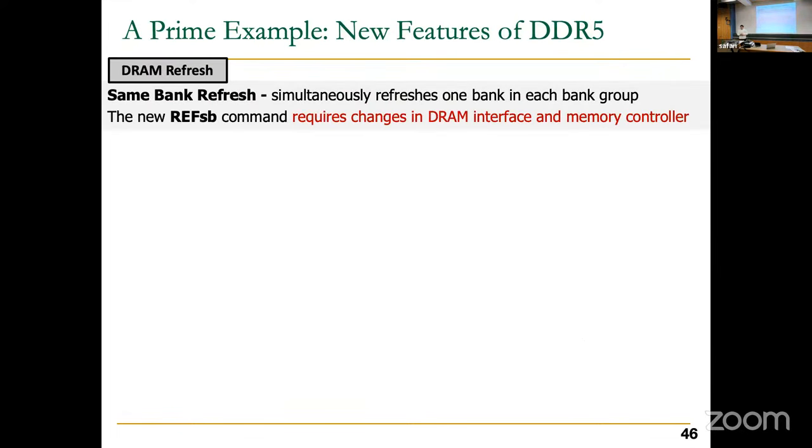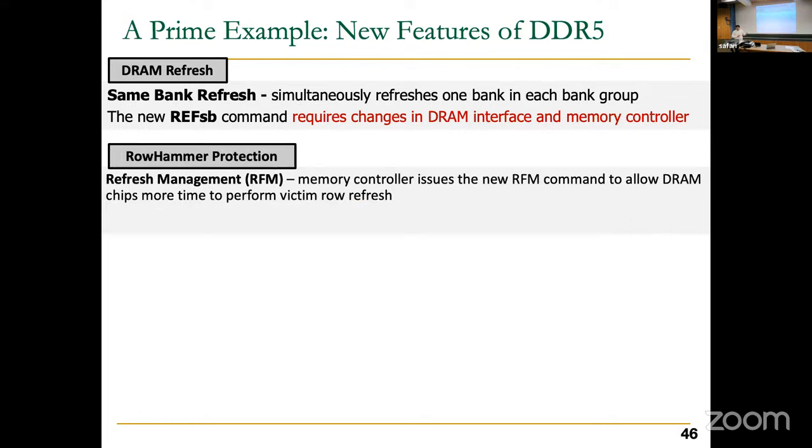So these are example new features of DDR5 compared to DDR4. I talked about same bank refresh. There is RowHammer protection in the form of refresh management that I described in the previous slides. Basically, the memory controller has to do some bookkeeping. It has to count how many activates it sends to each bank, and then it needs to send a specialized RFM command to a bank when the activation count of that bank exceeds a certain threshold.